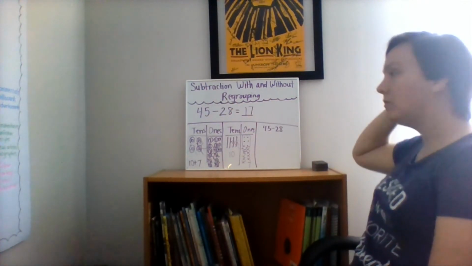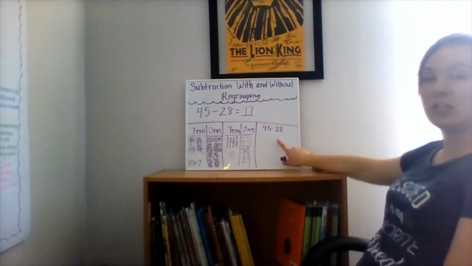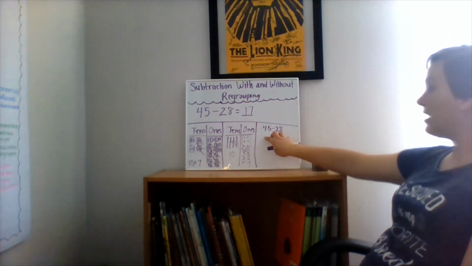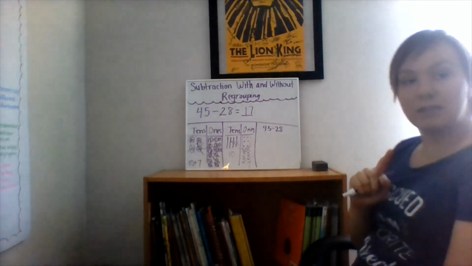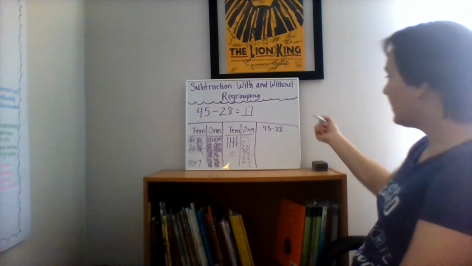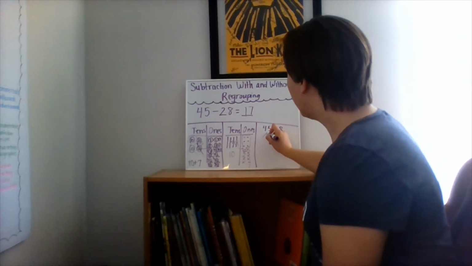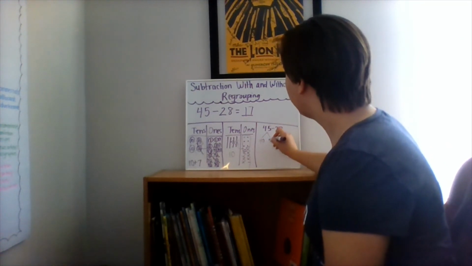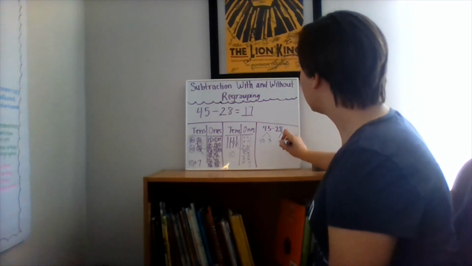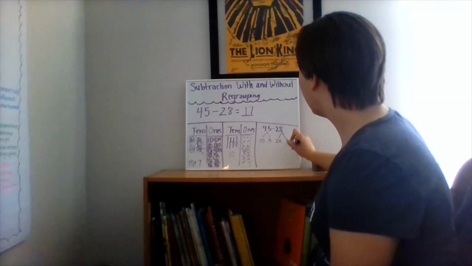Okay, now you can use the previous strategy for breaking down this equation into its place value. It is a little different, and I'm going to show you what that looks like. All right. If you break down 45 based on its place value, you get 40 and 5. If you break down 28 based on its place value, you get 20 and 8.